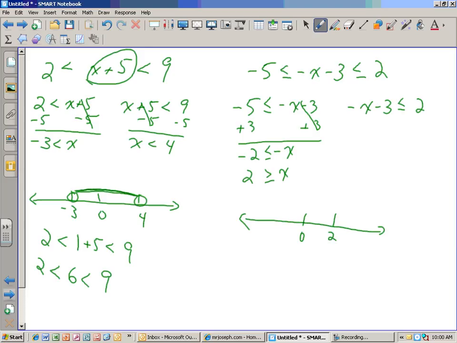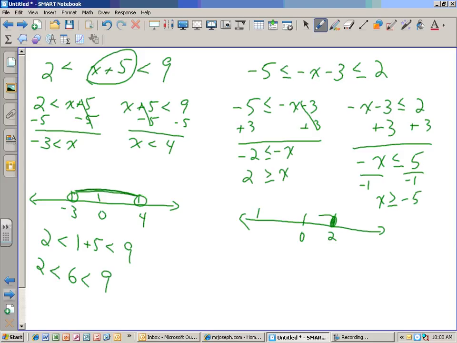Here's 2. I want values of x that are less than or equal to. It's going to be between two numbers, isn't it? Let's find the other number. I'll go over to this one on the right, add 3 to both sides. And negative x less than or equal to 5. Then what do we do? Divide by negative. What do I do with the sign? Flip it. So it becomes greater than or equal to negative 5.